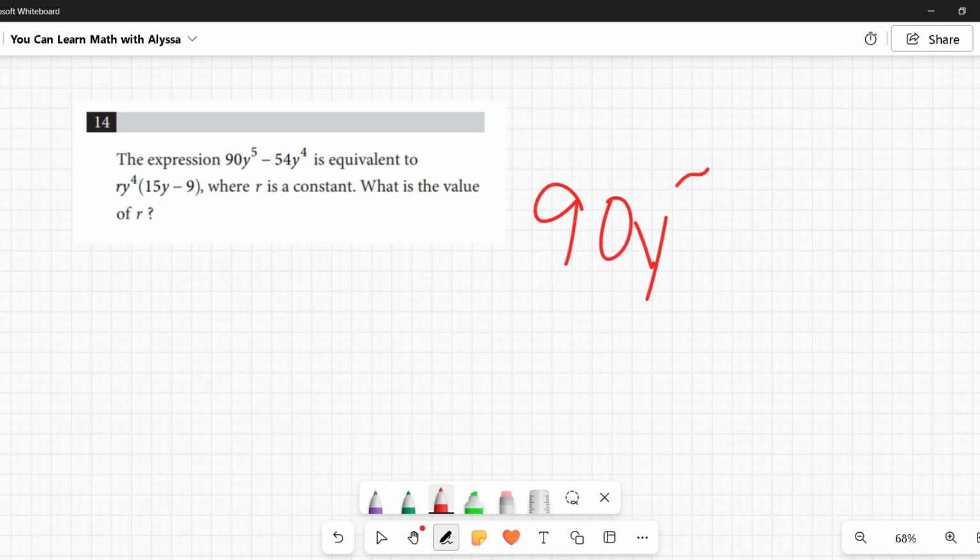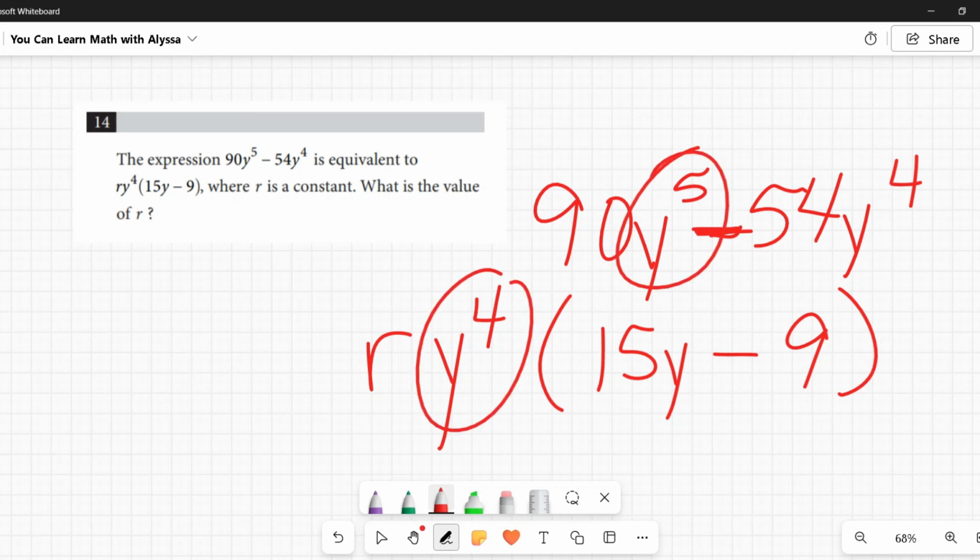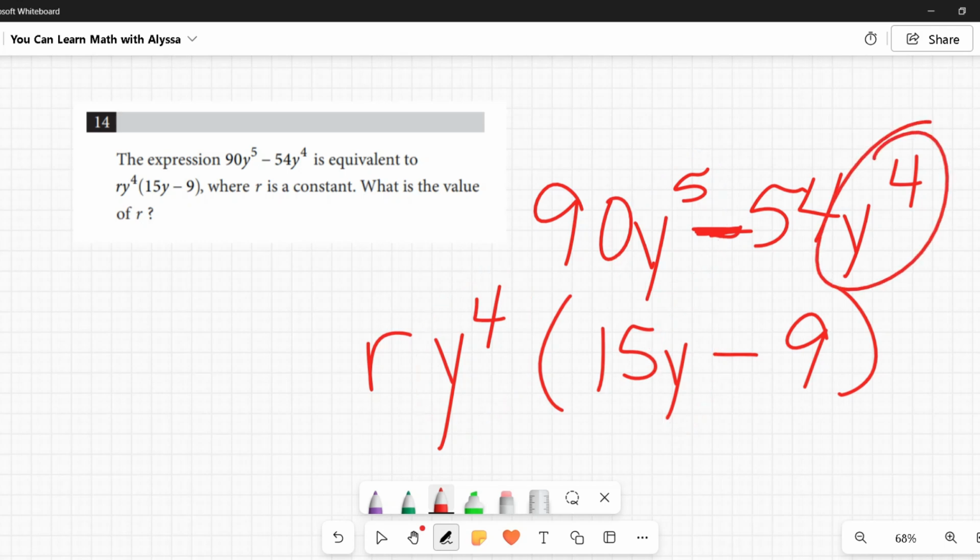So we have 90y to the fifth minus 54y to the fourth. That's an odd looking minus. And they pull out r times y to the fourth, which leaves 15y minus 9. Okay, so the y's they have pulled out. They pulled out y to the fourth out of y to the fifth, leaving a single y. And then this, they had a y to the fourth. They pull out y to the fourth. It leaves no y's behind.